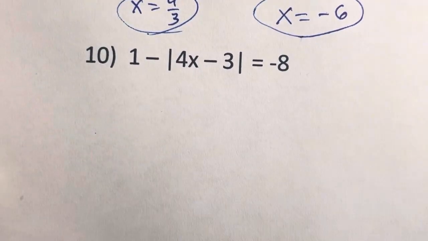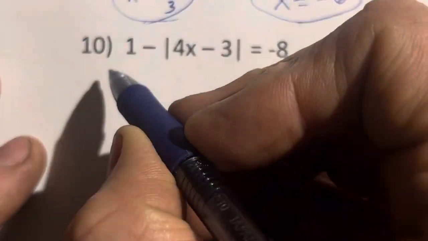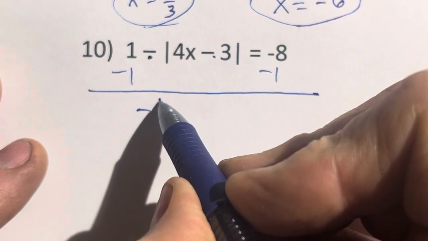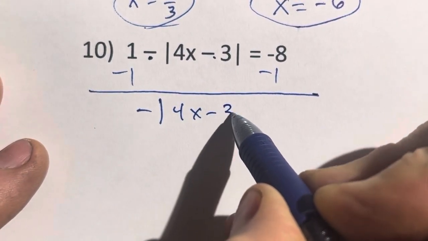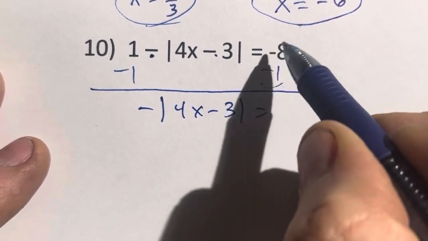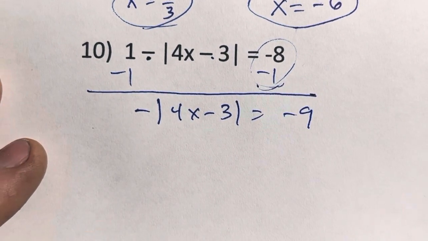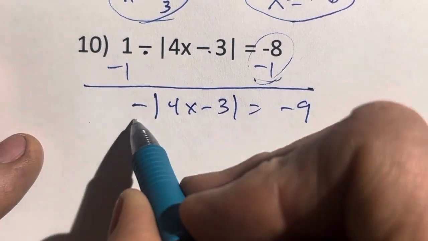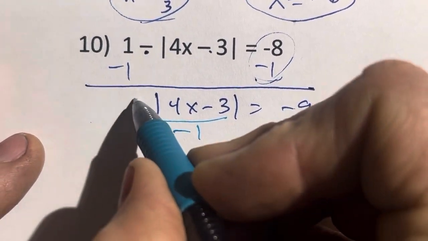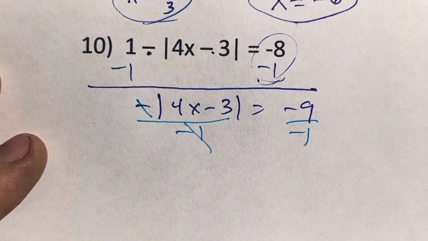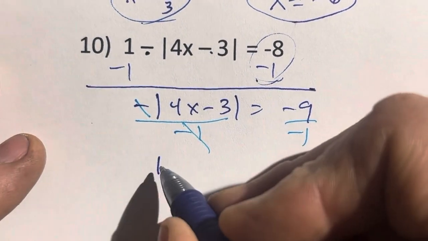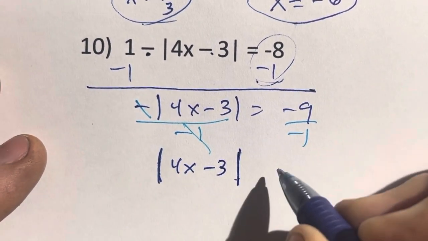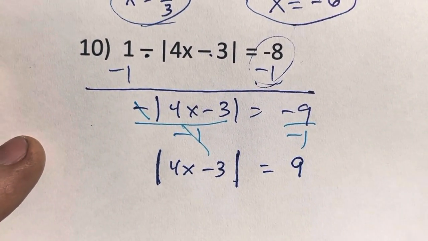Here's number 10, similar type problem. There's one little catch on this. When I subtract 1 on both sides, there's a negative in front of that absolute value. So I've got to keep that negative in there. And over here, this comes out to be a negative 9. Okay, well, we got a problem here with this negative. We've got to divide both sides by negative 1 to get rid of that negative. When I do that, I've got the absolute value of 4x minus 3, here's my absolute value bars, equals a positive 9.